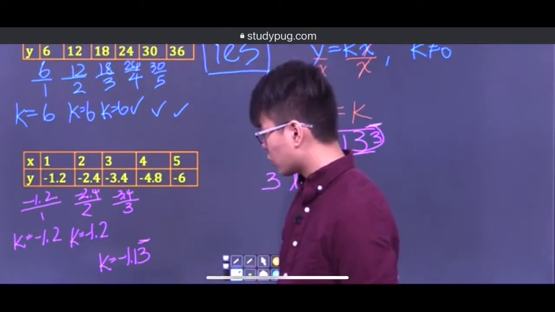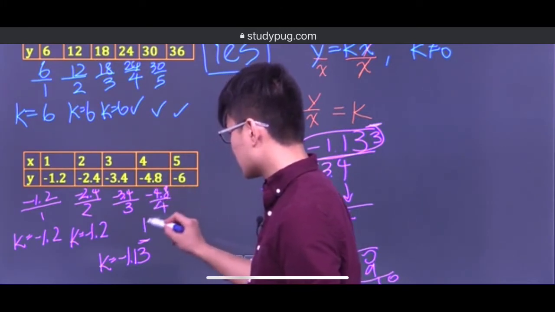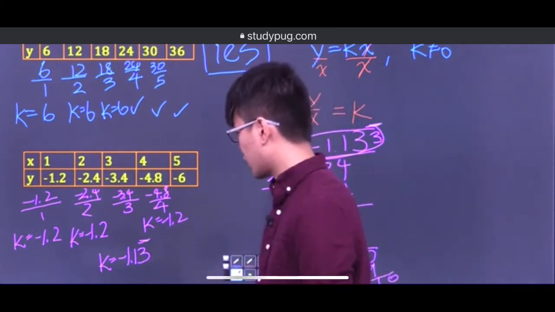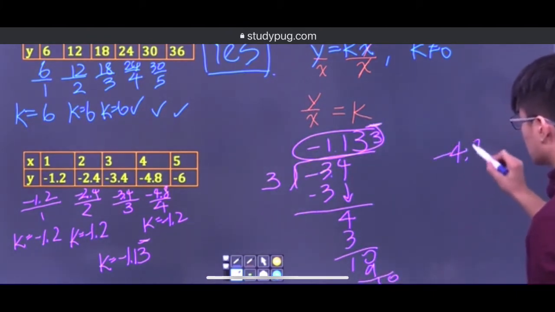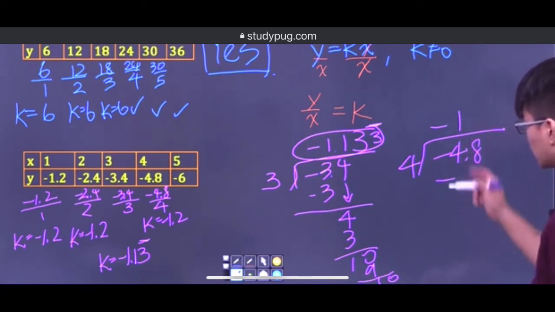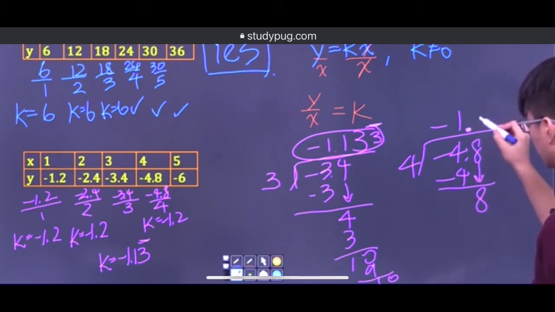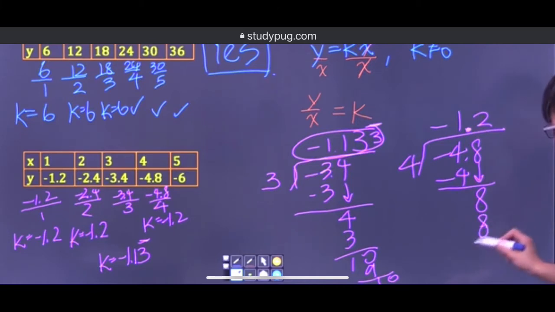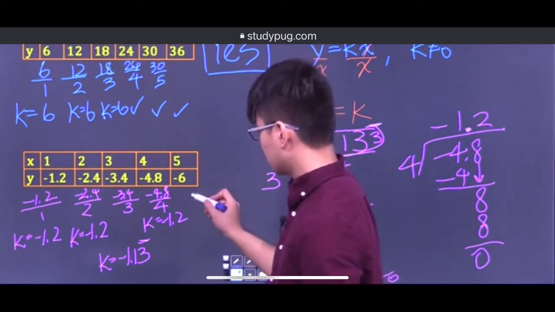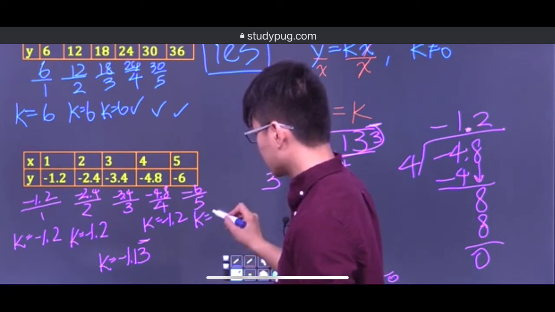Okay, so moving on to the next column here, we're going to have -4.8 divided by 4, and this is going to give us a k constant of -1.2, right? We can use long division to check it. Well, let's do it really quickly here. So we have -4.8 divided by 4. So this is going to be -1, so we can have -1 here. So then we're going to get -4. Pulling down the 8, we get 8 here. Don't forget a decimal dot there. We get a remainder of 0. And the k constant is indeed -1.2. So same thing with the last column here. When we have -6 divided by 5, we're going to have a k constant of -1.2.